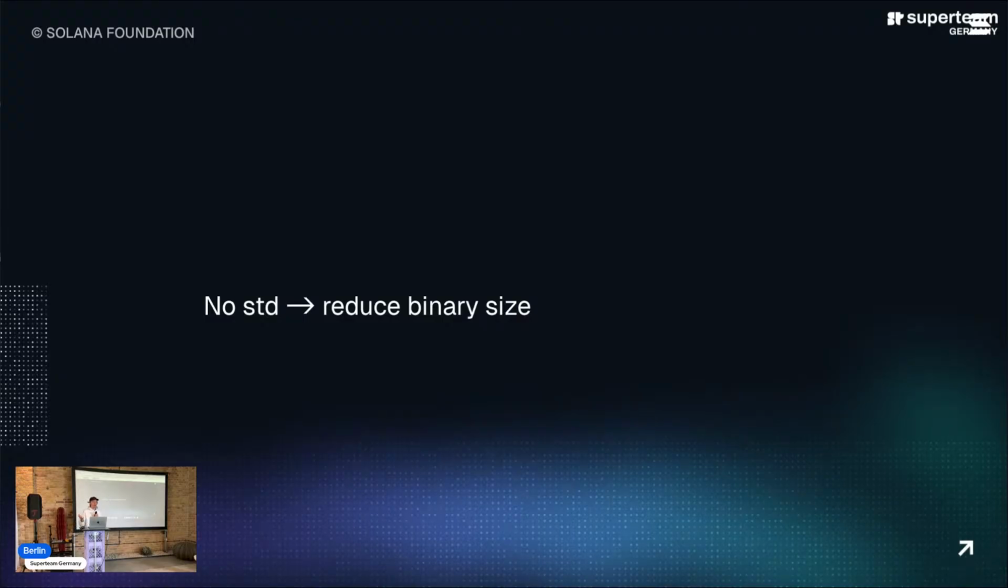So if you ever deployed an Anchor program, you knew it's quite expensive. If you use Quasar now, it doesn't use the Rust standard library anymore, and you save 150 kilobytes. So you can basically deploy a program for 0.02 SOL instead of before like 1.5 SOL. So this makes programs much easier and cheaper to deploy.